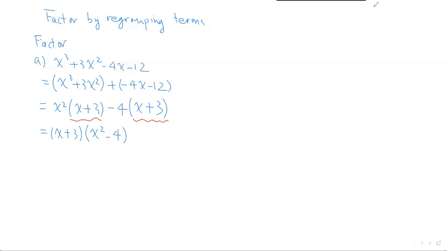Don't stop here, because you see the difference of two squares. The second factor, x squared minus 4: 4 is 2 squared. So we got x squared minus 2 squared. So now we can use the difference of two squares, which is a squared minus b squared. And this one can be factored as a plus b times a minus b, right?